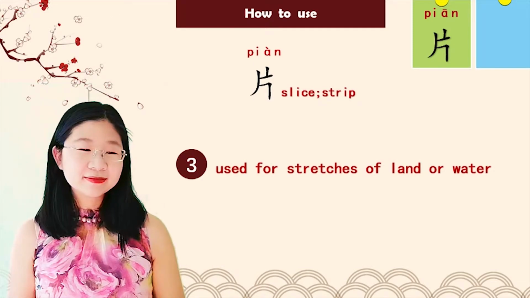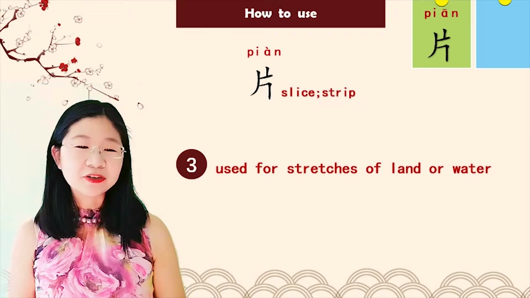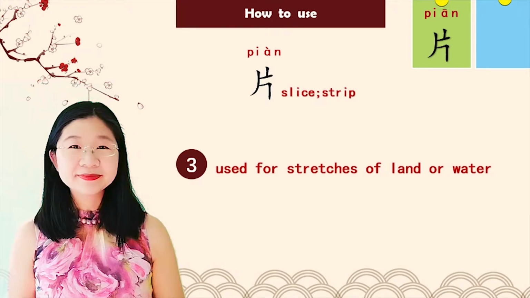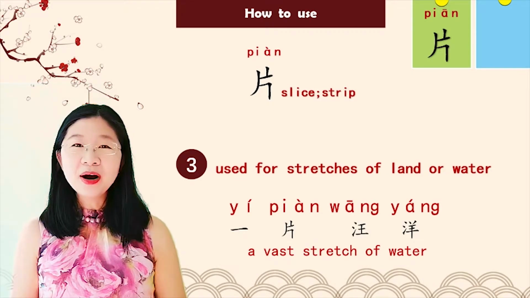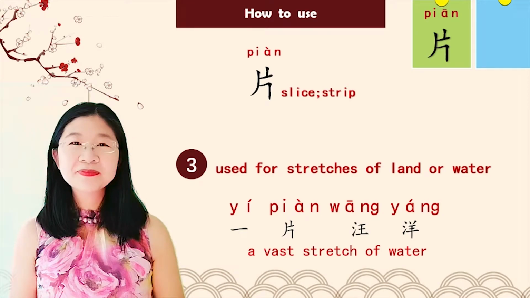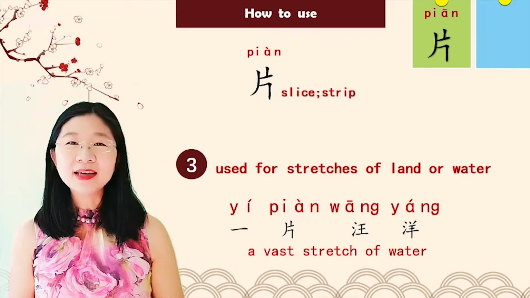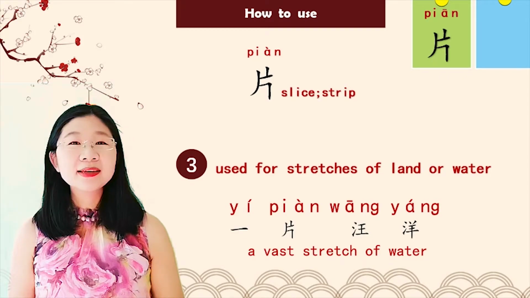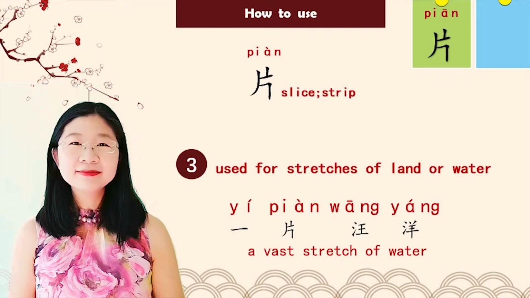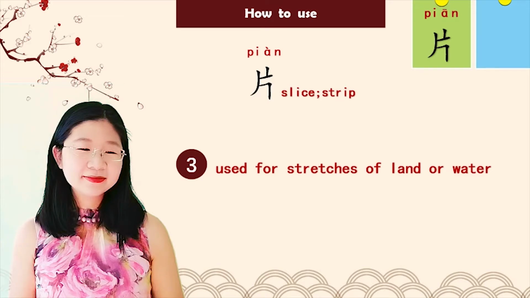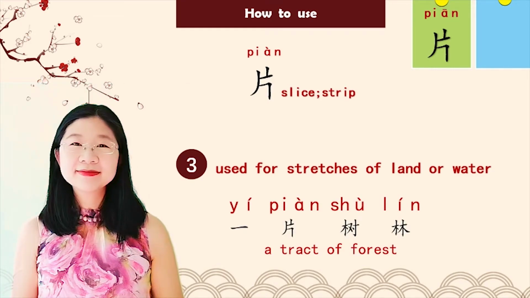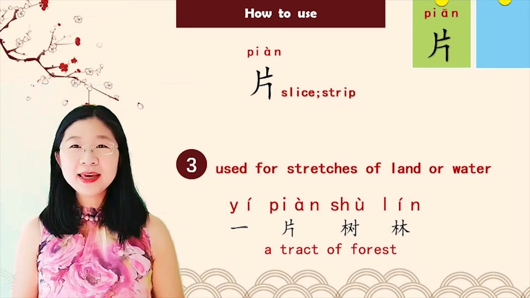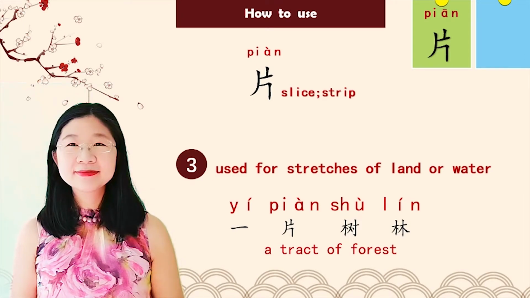The third meaning, used for stretches of land or water. For example, 一片汪洋, 一片树林.